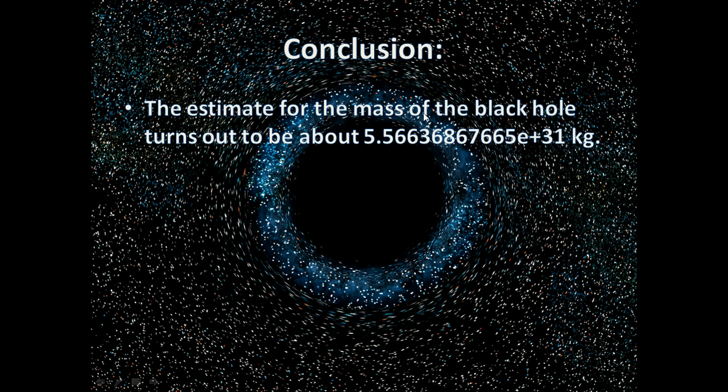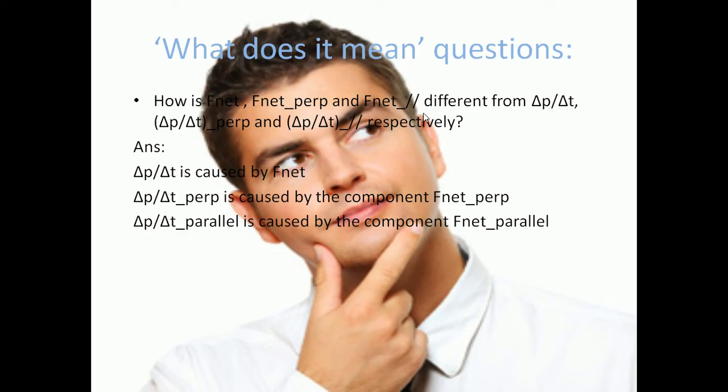Now let's look at the what does it mean question. How is F-net, F-net perpendicular and F-net parallel different from delta P by delta T, delta P by delta T perpendicular and delta P by delta T parallel respectively? The answer for that is delta P by delta T is caused by F-net. The F-net causes a change in the momentum.